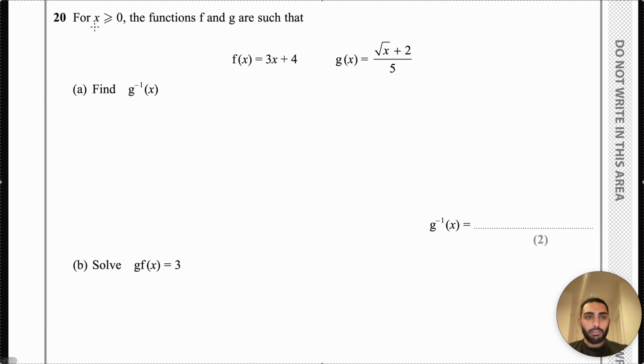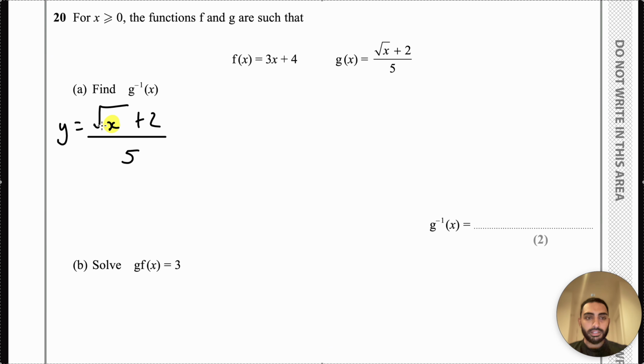Question 20. For x is greater than or equal to 0, the functions f and g are such that f of x is this and g of x is this. Find the inverse of g of x. So if I'm finding the inverse, I first set it equal to y is equal to root x plus 2 over 5. I now want to get this x on its own. I'm trying to rearrange it to make x the subject.